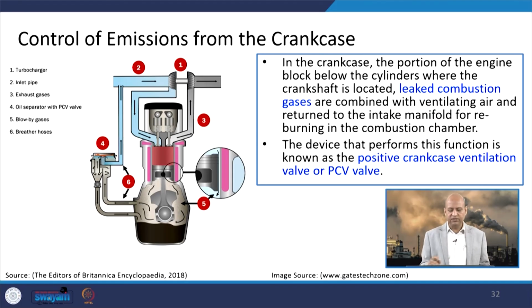Then the crankcase: you can see it is the portion of the engine block below the cylinders where the crankshaft is located. The leaked combustion gases are combined with the ventilating air, and then returned to the intake manifold for reburning in the combustion chamber. So, this device performs the function of a positive crankcase ventilation valve, or PCV valve, as it is known.